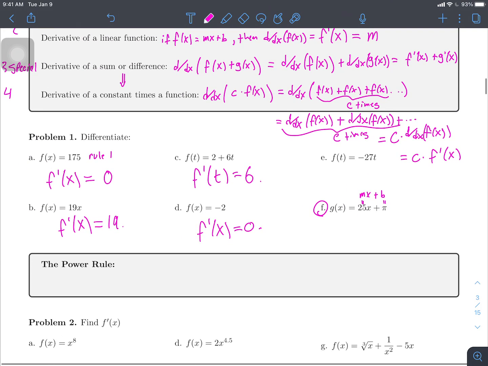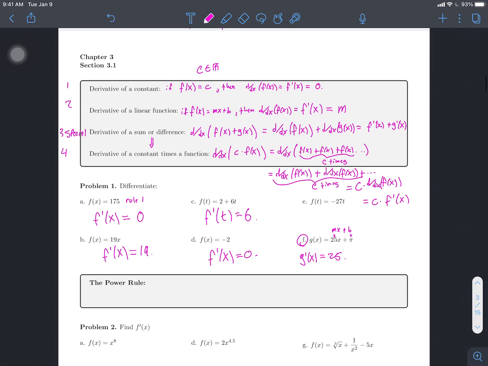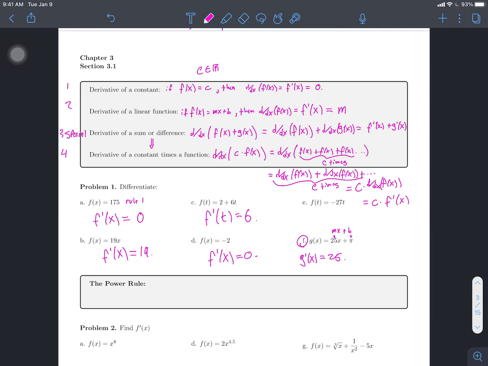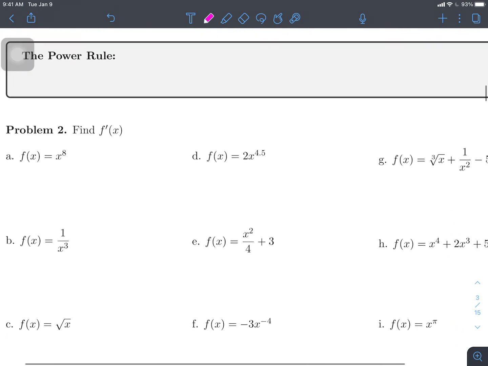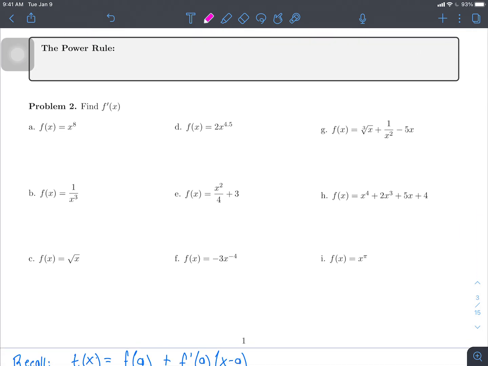So what's the derivative of a linear function? It's just the slope, which is 25. All right, great. Any questions on these first 4 rules or any of the examples we just did? Okay, then I guess we'll move on to the power rule, which is everyone's favorite rule.